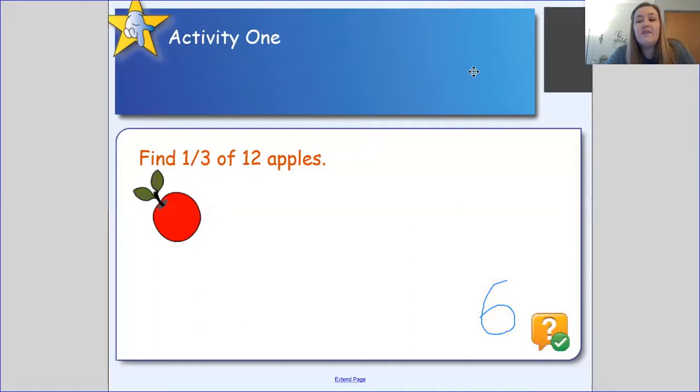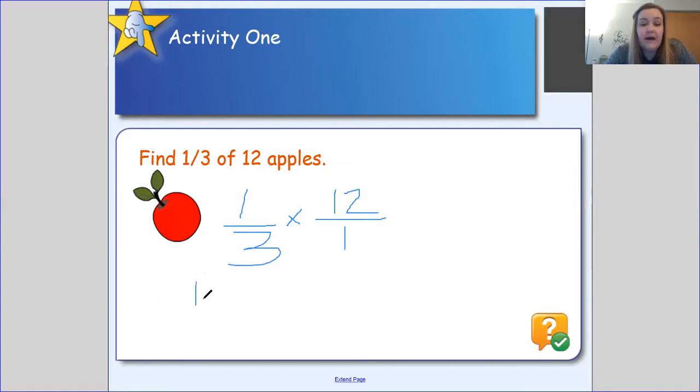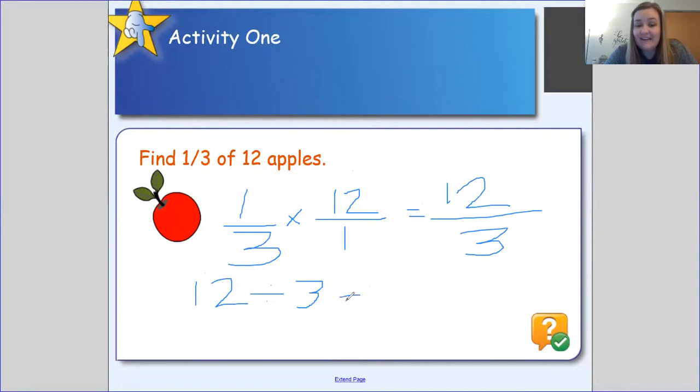Okay, let's go on, and we're going to try this out with a few things. So if I find a third of 12 apples, let's solve it just like they were showing us. 1/3. First I'm going to multiply this by 12 so I can figure out what is in each third of it. If I do it times 12, 12 over 1 is the same thing as 12. So that comes to 12 over 3, which is the same thing as 12 divided by 3, which gives me 4. So I can say a third of 12 apples is 4 apples.